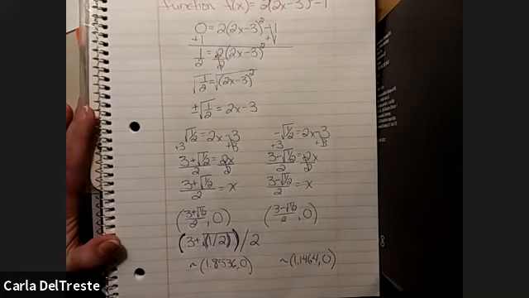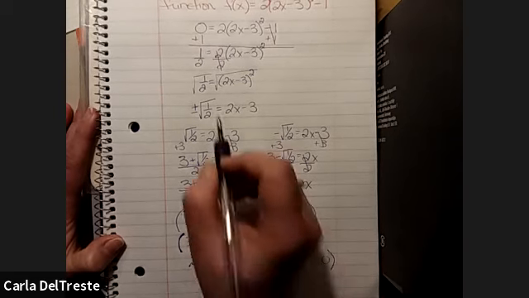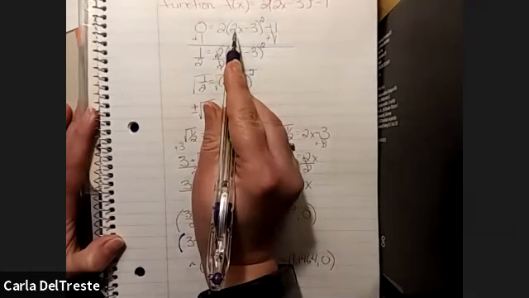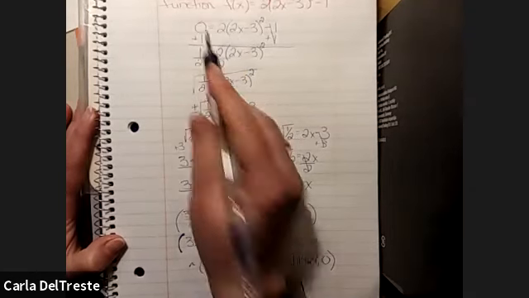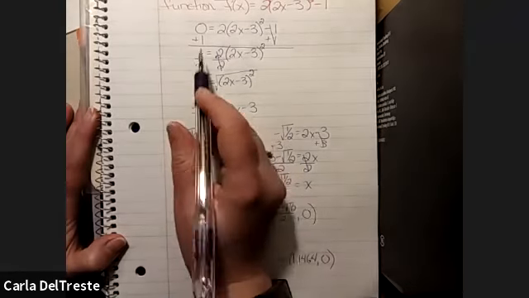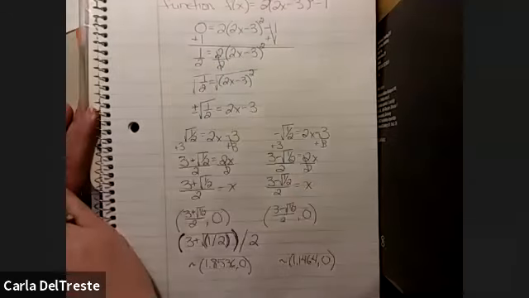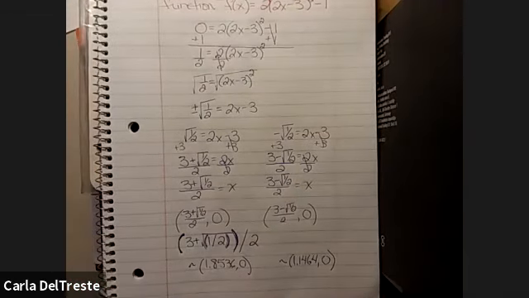And just like with the other ones, if you want to check, you can take these x values, plug them into the original, and see if you get 0. You won't get exactly 0 because remember, you rounded these, but you should get something very, very close to 0. And that will verify that you have the right x values.